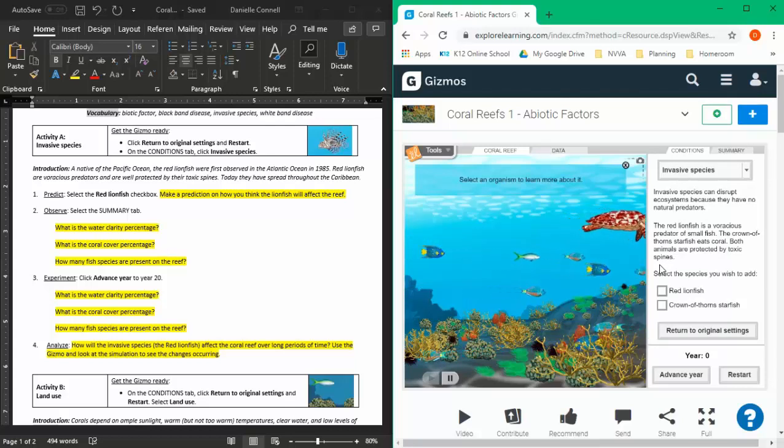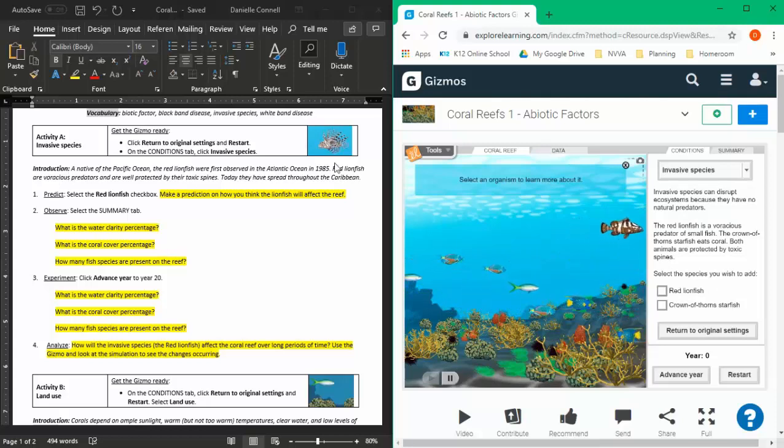I'm taking the time to read this to you guys because this will come up later in your CER if you choose to talk about the red lionfish. The red lionfish is a voracious predator of small fish. The crown of thorn starfish eats coral. Both animals are protected by toxic spines. That's all just me reading off of the Gizmo. Okay. Back to my lab document.